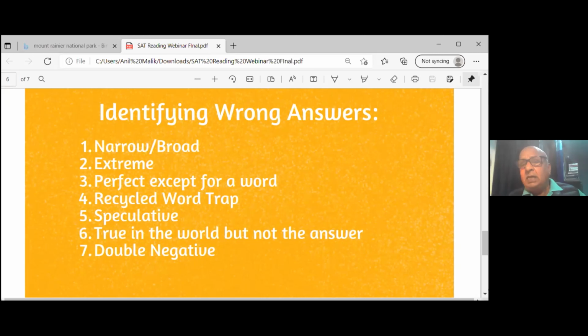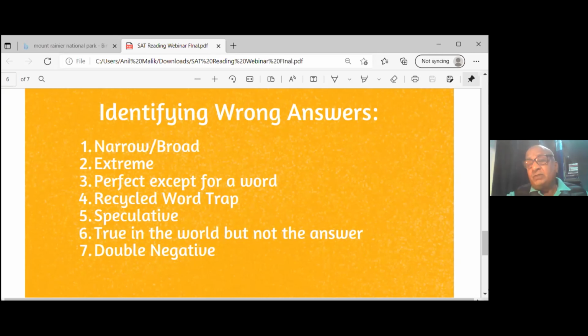Speculate. It's a very popular, very easy trap for the examiner to generate: something that is not supported by the text. In this category can fall facts that are wrong, irrelevant, or illogical. The next trap is what I call "it's true in the world, but it's not the answer." Hot air always rises. You can't dispute it, but it's not in the text.